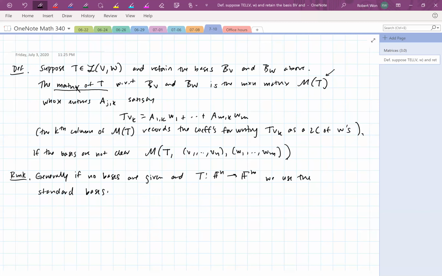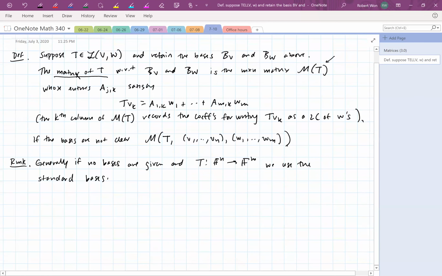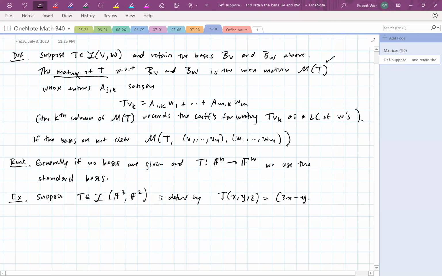However, matrices are more flexible than that. You can write matrices with respect to any choice of bases that you want. Let me give you a very concrete example, the kind of thing you might see in Math 308. Suppose we have a linear transformation from F^3 to F^2, defined by T of (x, y, z) equals (3x minus y, 2x plus 2z).